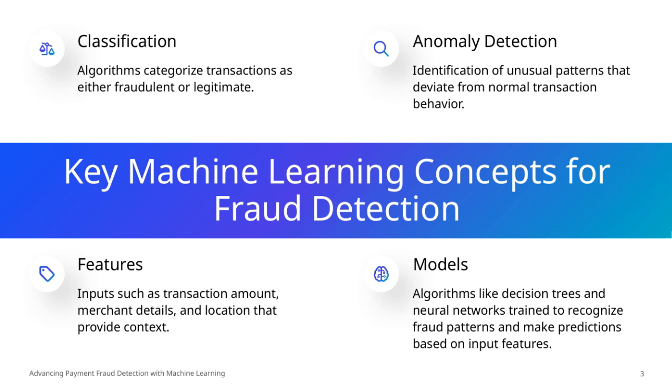Next, we have features, which are the various pieces of information we use as inputs. This can include things like the transaction amount, merchant details, or location, all of which give crucial context to the data. Lastly, models are the algorithms we train to do the heavy lifting, things like decision trees or neural networks that learn from these features and help us predict whether a transaction is likely fraudulent. Together, these concepts work to create a robust fraud detection system.